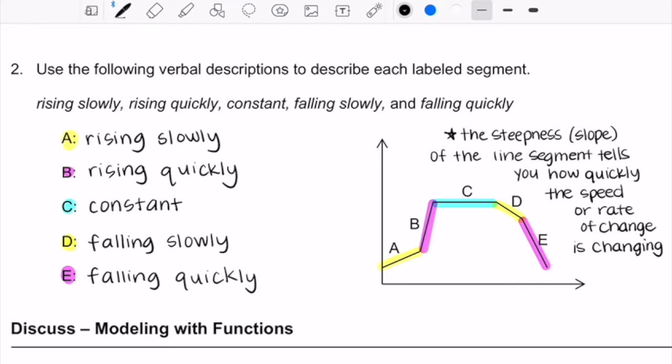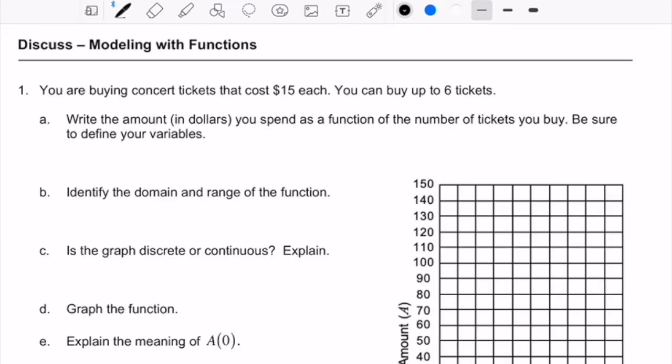All right, here in this next section, we're looking at a word problem situation. It says you're buying concert tickets, and it's a bargain concert, you guys. They only cost $15 each. You can only buy up to 6 tickets, so there is a limit on how many you can buy. The first part of the question says to write the amount in dollars you spend as a function of the number of tickets you buy, and be sure to define your variables.